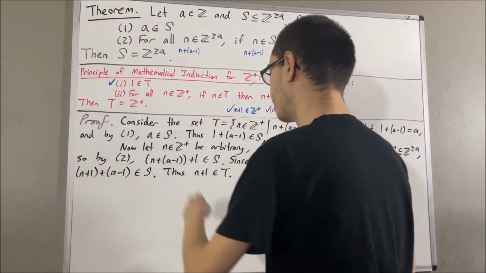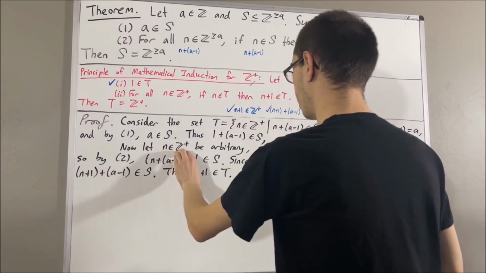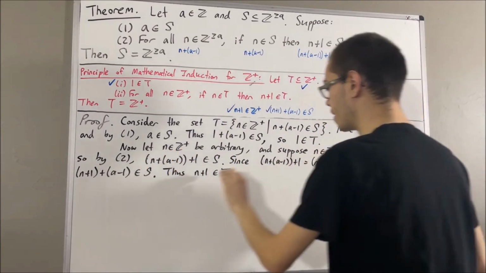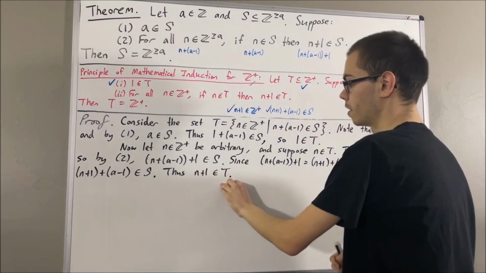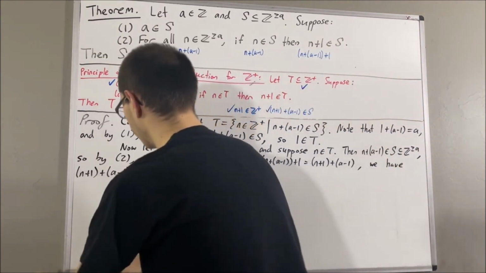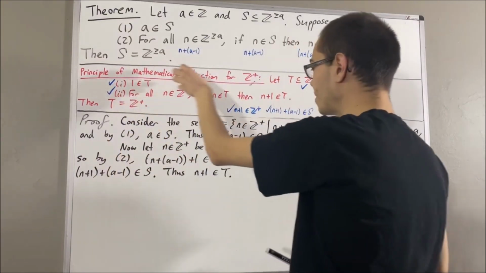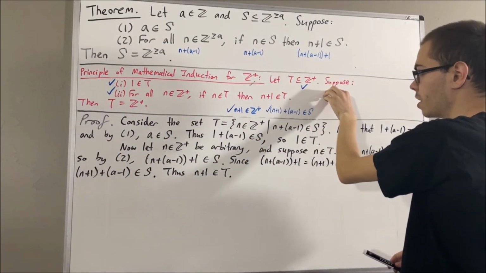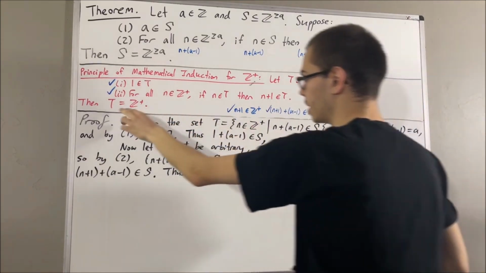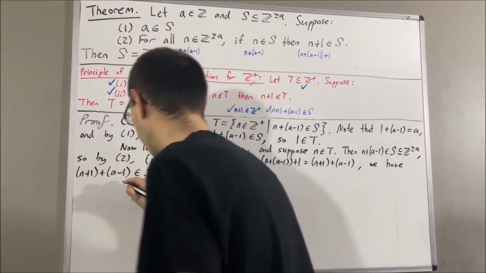And so we have shown that if n is any positive integer, then if n is an element of T, then n plus 1 is an element of T. So we have verified the second condition. And so, by the principle of mathematical induction for the positive integers, we can conclude that T is equal to the set of positive integers.